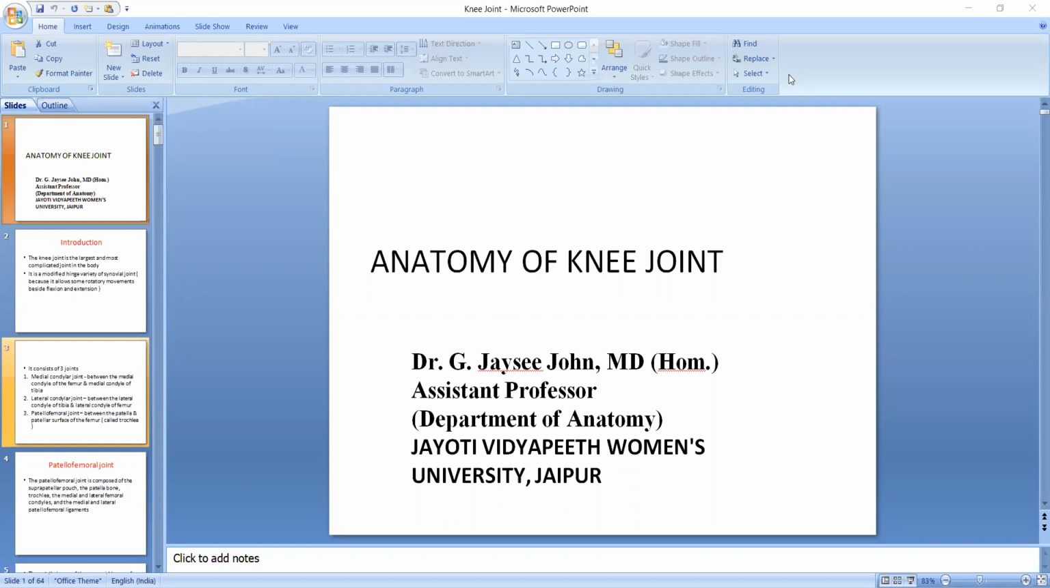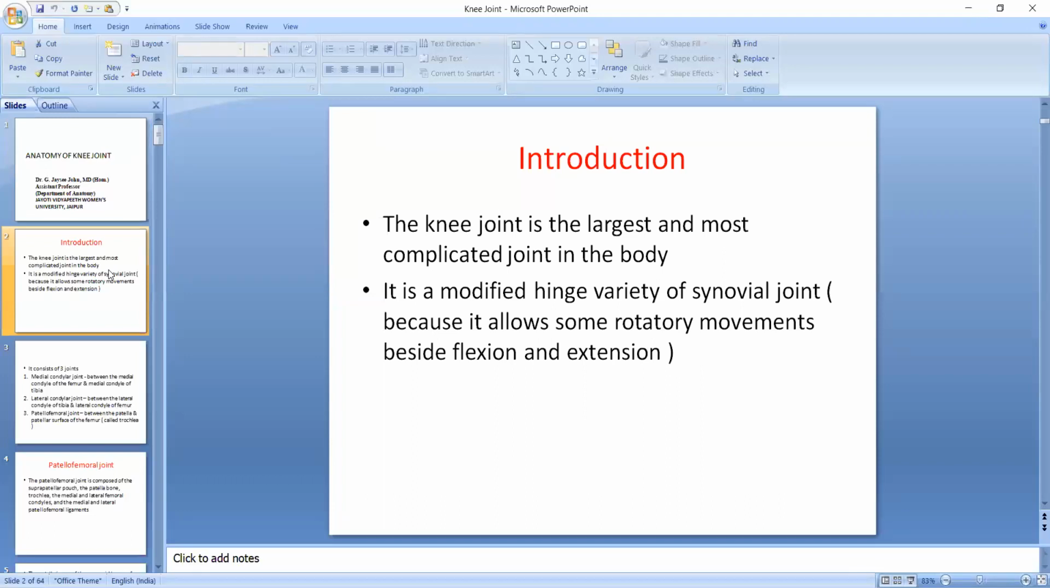So today we are discussing a new topic, that is anatomy of the knee joint, and it is a big chapter. So we will cover it in different topics one by one. So first we will introduce what is the knee joint. The knee joint is the largest and most complicated joint in the body. It is a modified hinge variety of the synovial joint because it allows some rotatory movements beside flexion and extension.